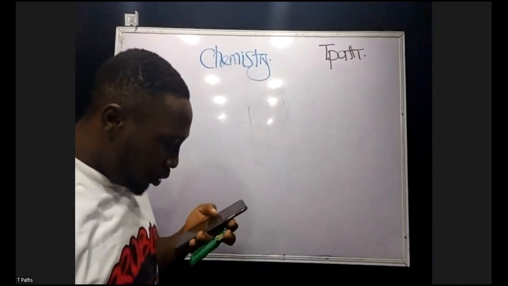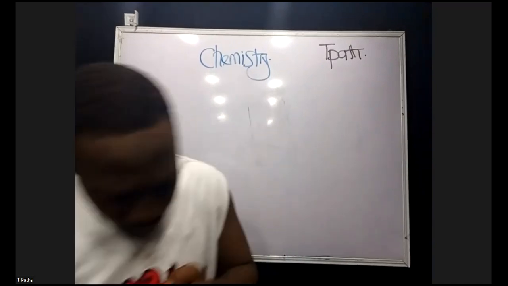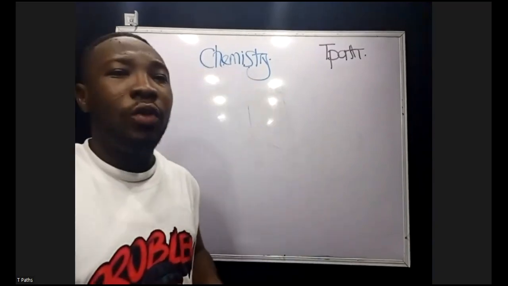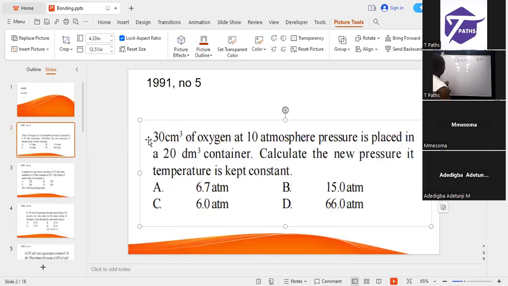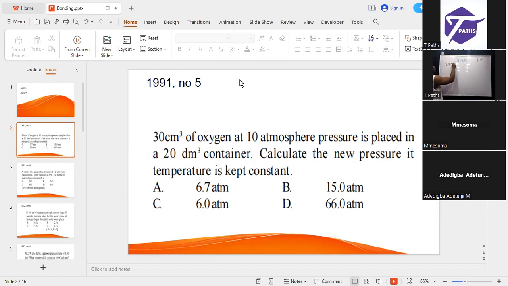The first question, question one, is from 1991, number 5. It says 30 cm cube of oxygen at 10 atmosphere pressure, so that means it's P1, is placed in a container so that V2 is equal to 20 dm cube.